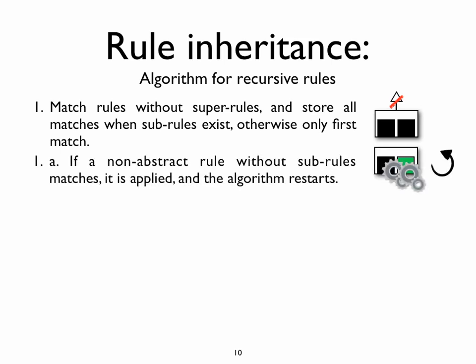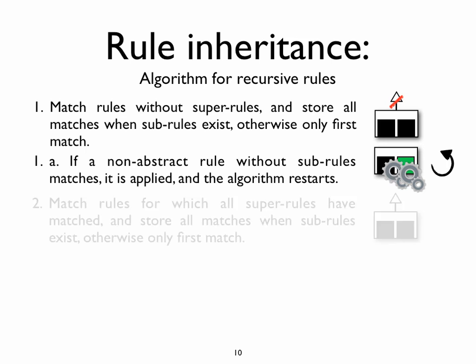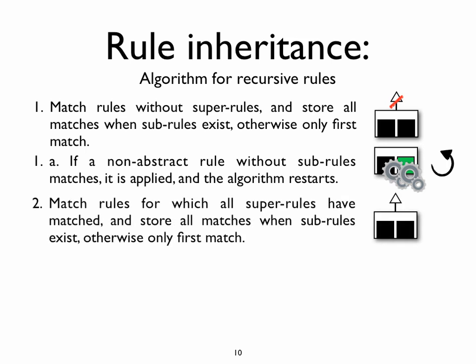If one of those rules, a non-abstract rule without any subrules, matches, we know we don't have to continue because there are no subrules. So it's actually this rule that has matched. Then we apply that rule all the way, apply and post-apply, and then we restart the algorithm. If this doesn't happen, then we just continue, and we start matching rules for which the super rules have matched on the match data that we found before.